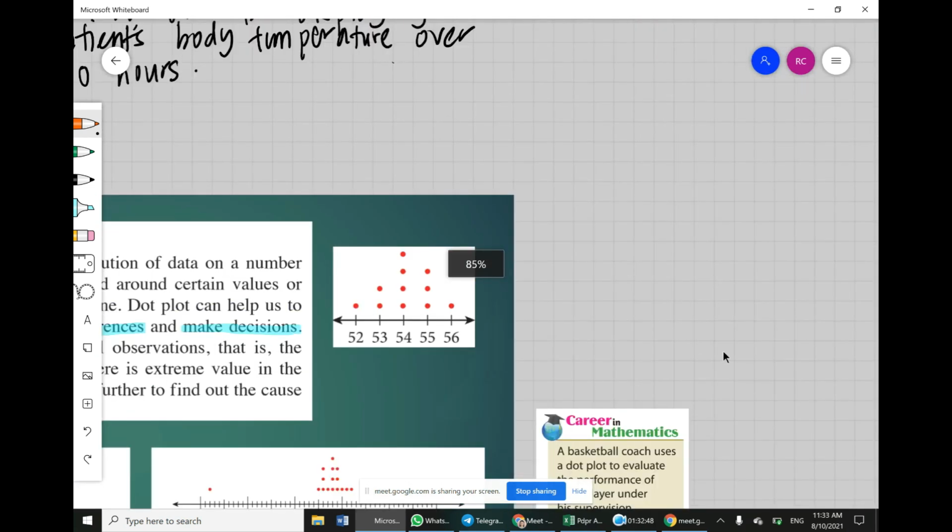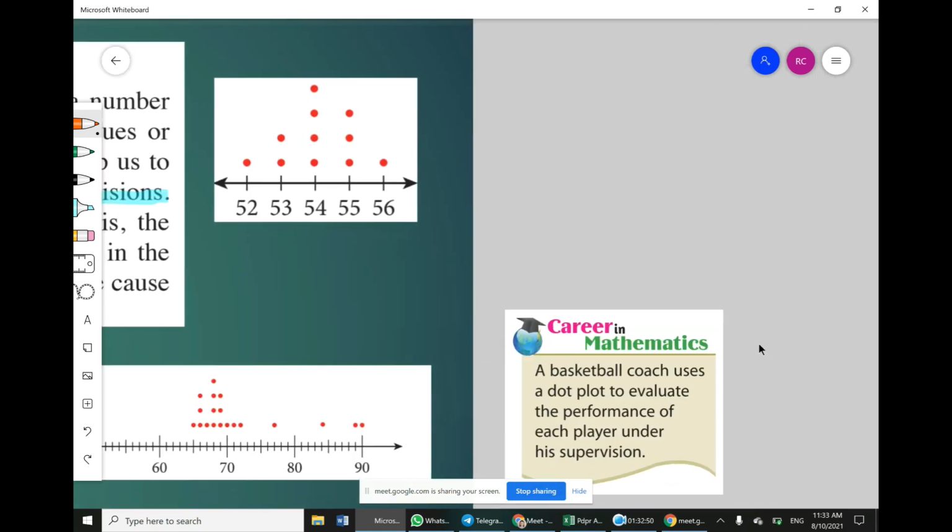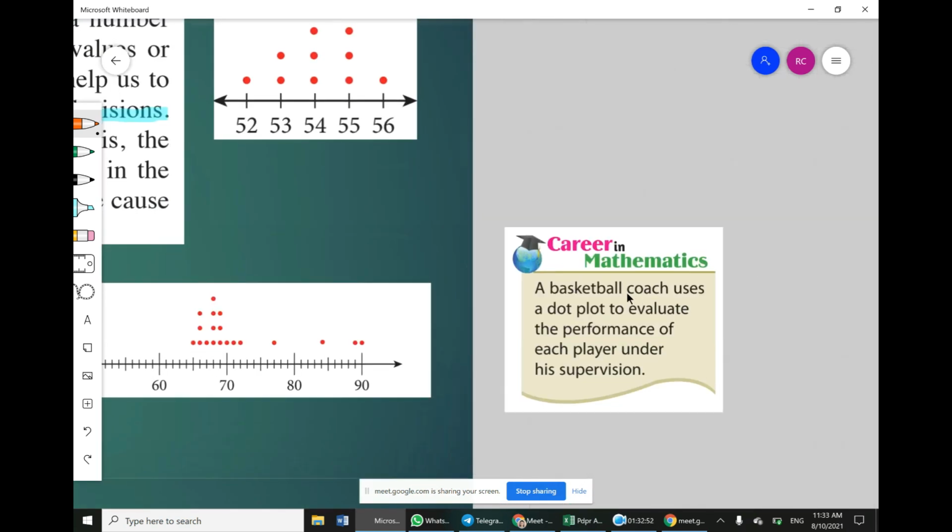Yes. Now we look at this career in mathematics. This one is in your textbook. A basketball coach uses a dot plot to evaluate the performance of each player under his supervision. What do you think? How can he use the dot plot to evaluate the performance of the player for the basketball coach? Imagine if you are a basketball coach, how are you going to use this dot plot?